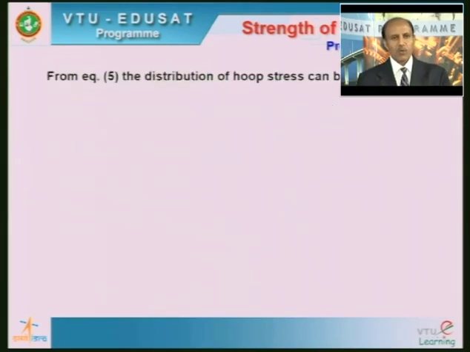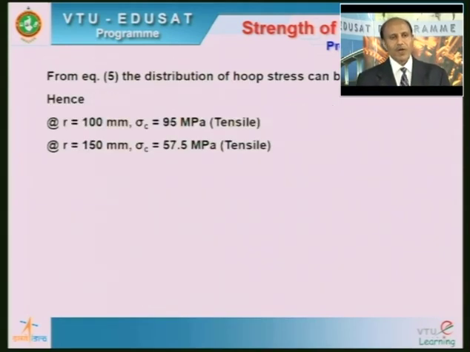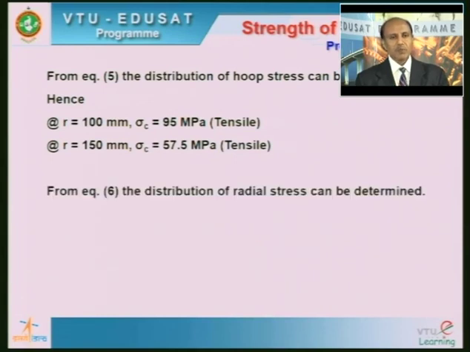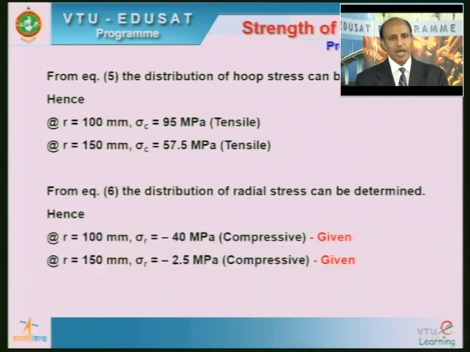That is, if I just want the hoop stress, I substitute numbers here and then try to get what is the hoop stress at the internal radius, what is the hoop stress at the external radius, correct. And here I am getting positive signs, which means it is tension. Similarly, I take the other expression for radial stress, substitute the values of these radii, internal and external, and I get numbers.